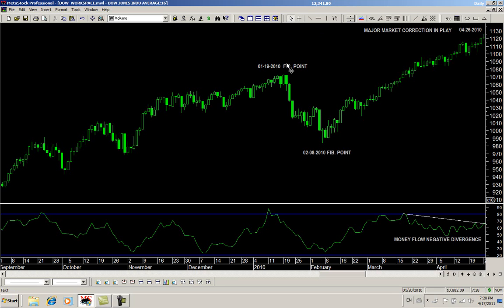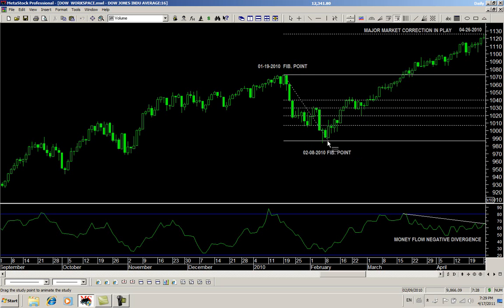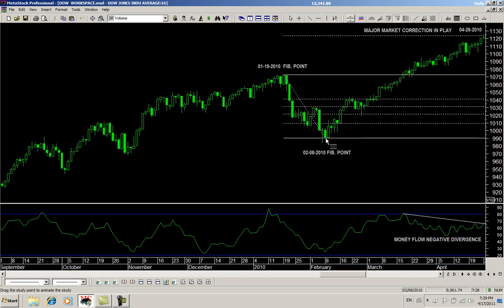Let's reference 1/19/2010 right here at this level, and again February 8th, 2010 here. Now, after the market had established this bottom, I immediately employed Fibonacci, which I'll do right here in real time, to these two exact data points.